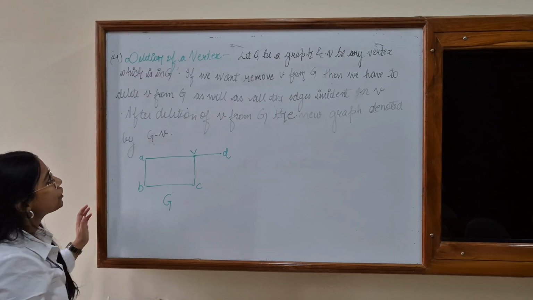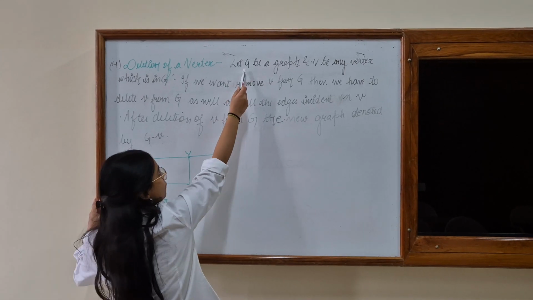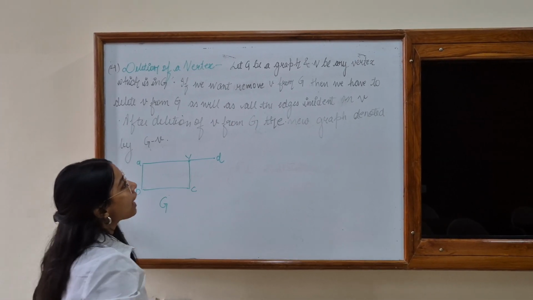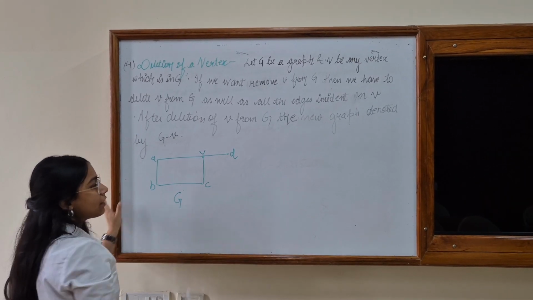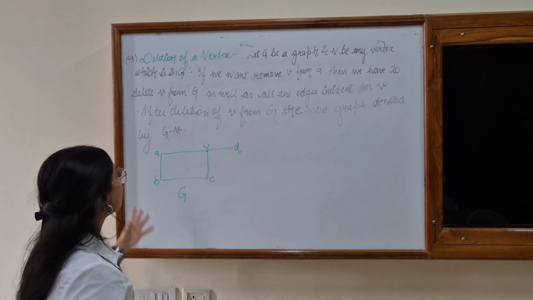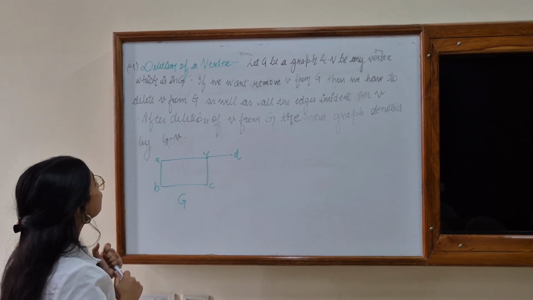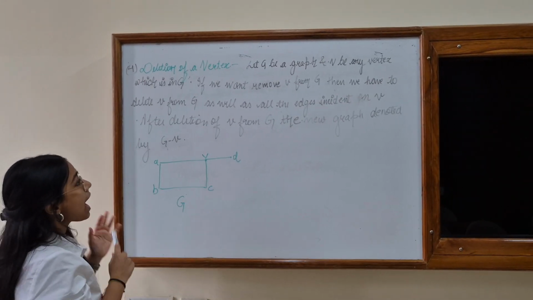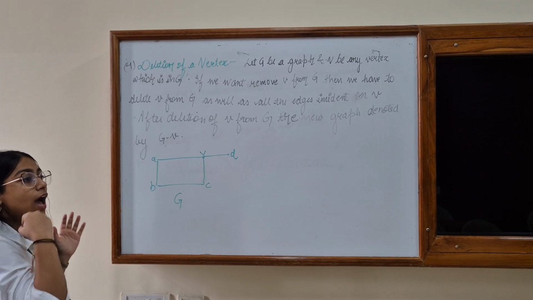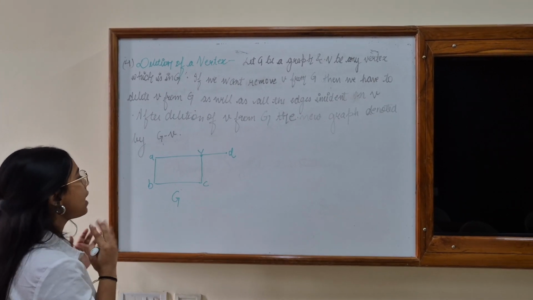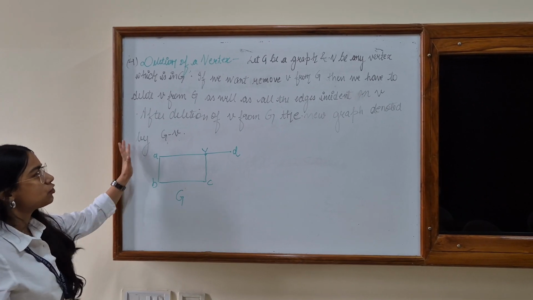So the fourth operation is the deletion of a vertex. Again we take a graph G and a vertex V in that graph, and we have to delete that vertex from the graph. So what will we do if we want to remove V from G? We have to delete V from G, as well as all the edges incident on V. After deletion, the graph will be represented by G minus V.